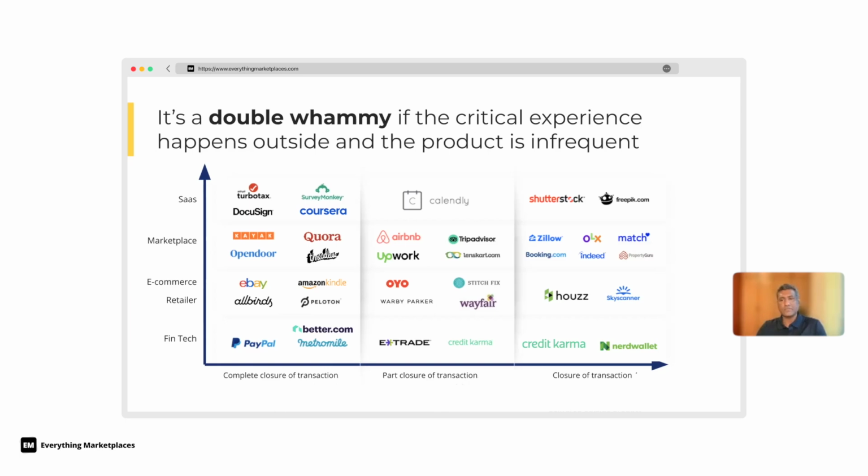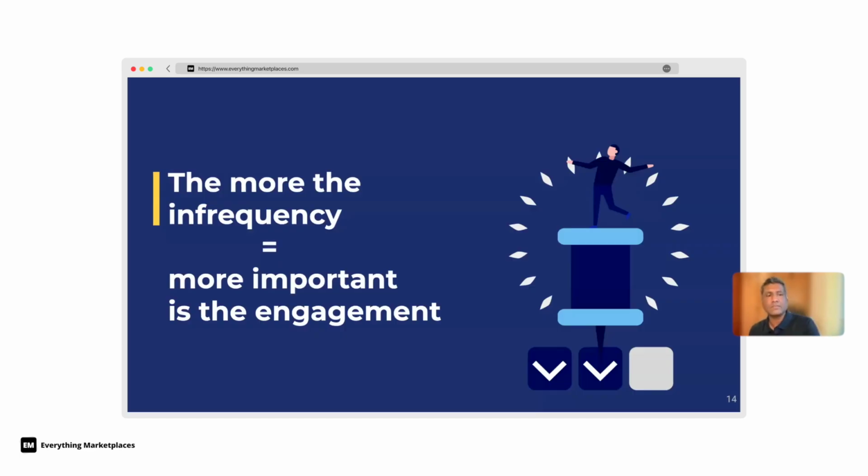Whereas on the other side of the spectrum, you have things like, let's say, house.com or a Credit Karma, where the essential part of the product is actually delivered outside of the product. And somewhere in the middle, you have things like Airbnb. Again, the closure of the transaction happens on the product, but the core experience of how that place actually happens is outside of the product. So that kind of gives you a dimension as to what the spectrum looks like when you're thinking about this.